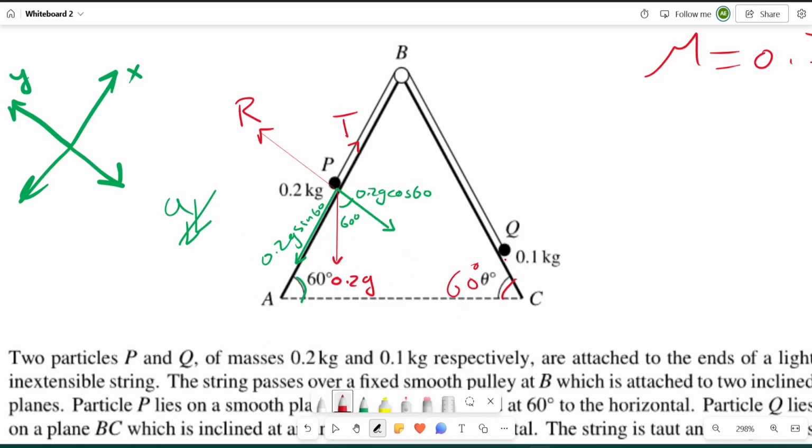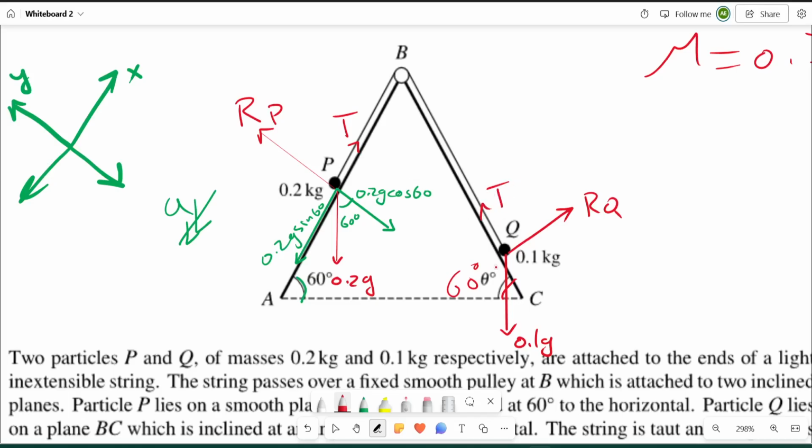So we're just going to have the weight down, which is going to be 0.1 g. We're going to have the reaction force RQ, let's call this RQ, and this is RP. We're going to have the tension force, going to be the same, and we will have friction as well. So if Q is moving up, the friction should be down, so it's going to be in this direction. So friction is going to equal mu, which was 0.7, times RQ.